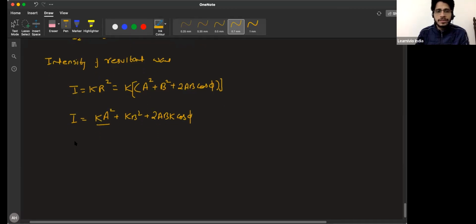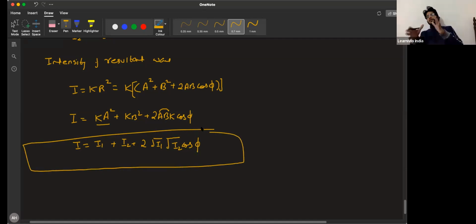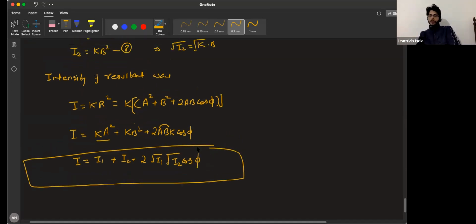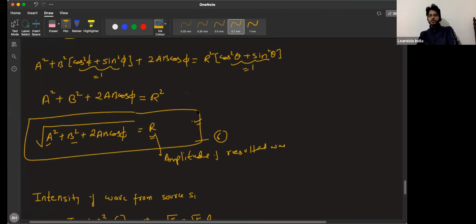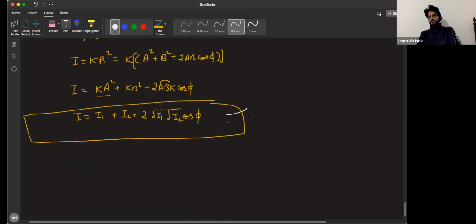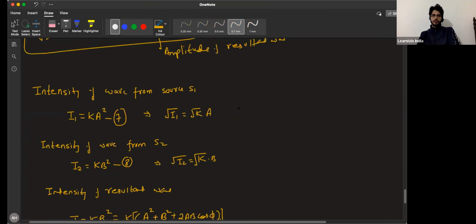So you can write this kA square as I1. You can write this kB square as I2. And see this A into root k, you can write as root I1, then you can write root I2 and cos phi. So this is the relation between the intensity of the resultant wave and the intensity of individual waves. So these are the two relations which you will use in numericals. This one and this one. These are the two relations you will need in numericals. Note it down.